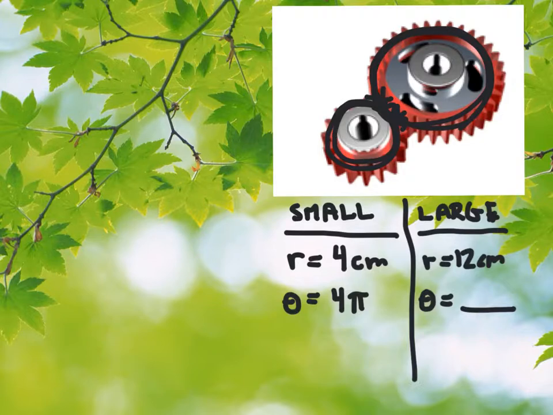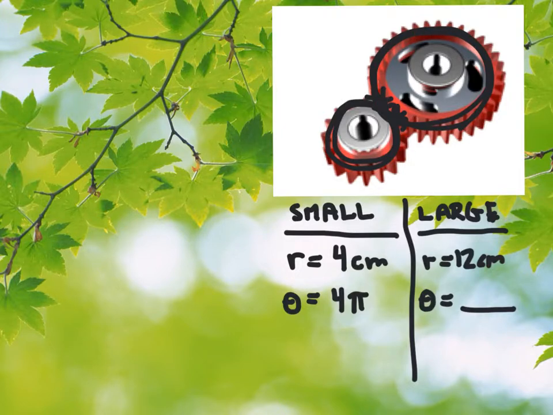Now, as you can see down here, the little gear has a radius of 4. The bigger gear has a radius of 12, 3 times bigger. I'm going to turn this little gear 4 pi, which is twice around. Once is 2 pi, twice is 4 pi. So it's going to go around twice. And we're interested in how much angle in radians the big gear will go.